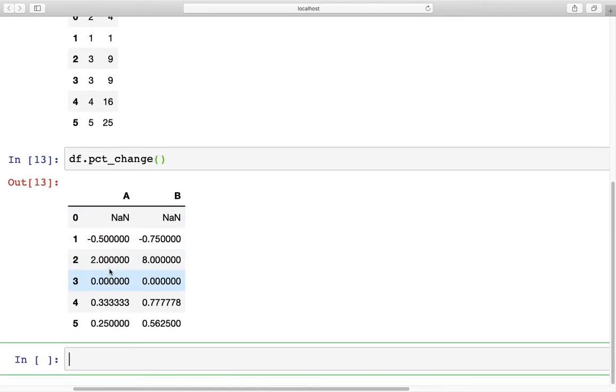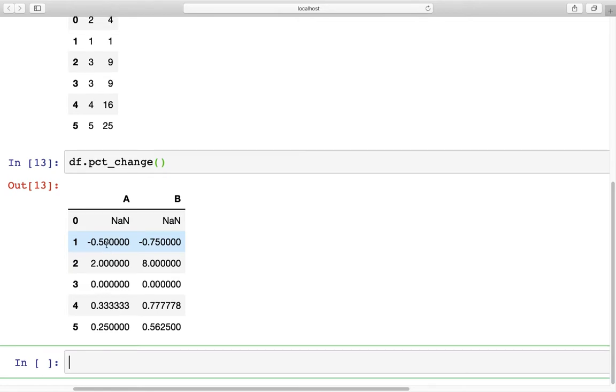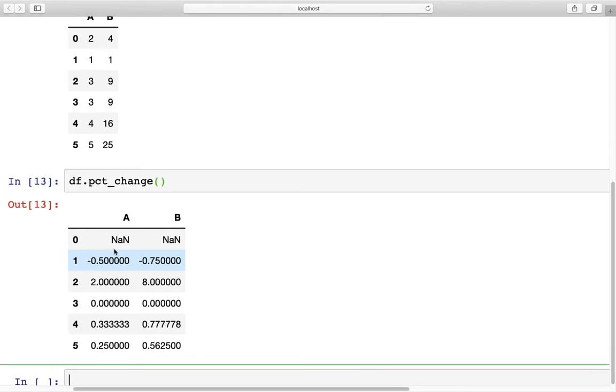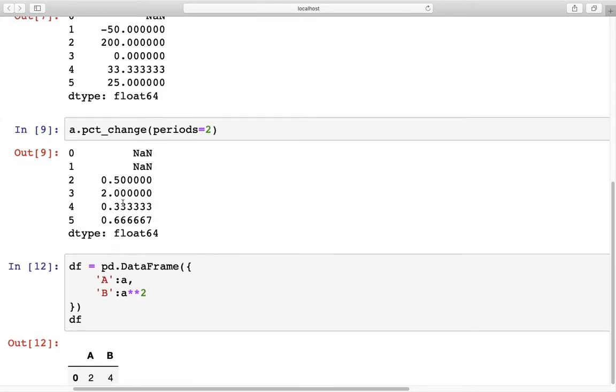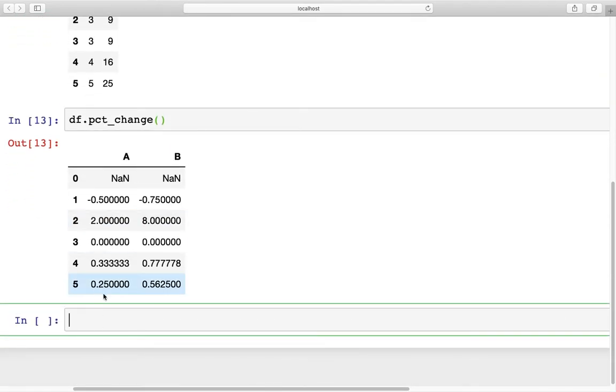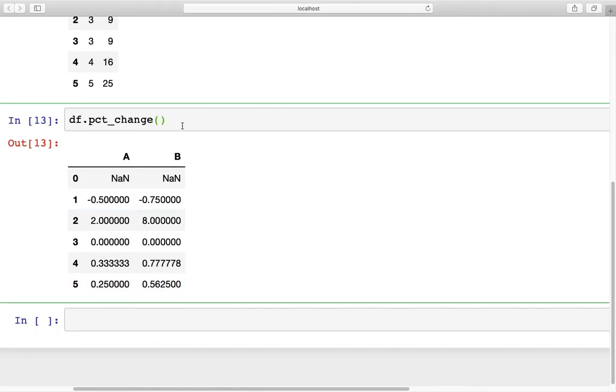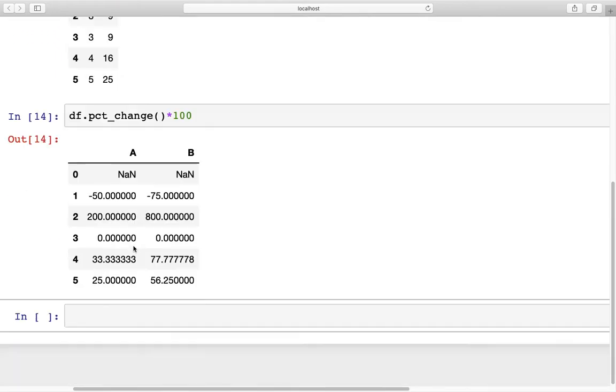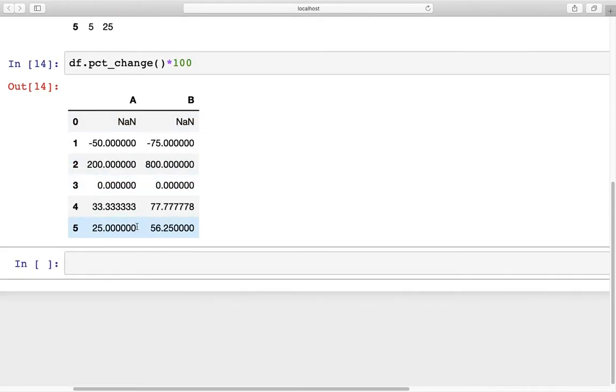So column A would have the same values as we did for the series A: minus 0.5 to 0.3, so minus 50, 20, this is 200, so 2, and then 0, 33, 25. That's what we have here. If we multiply this by 100, you'll see the exact same numbers.